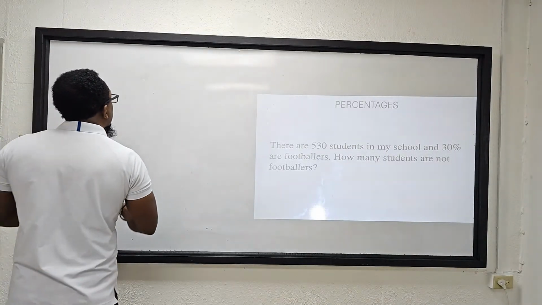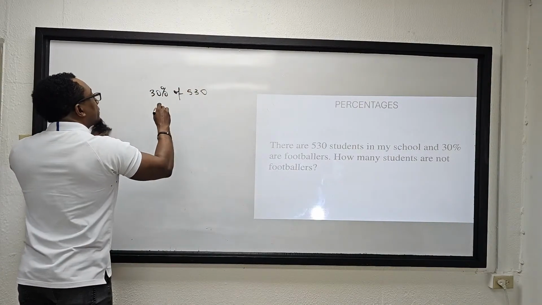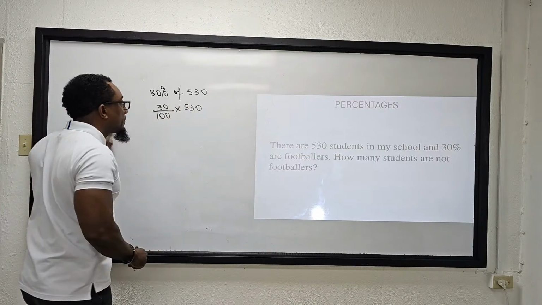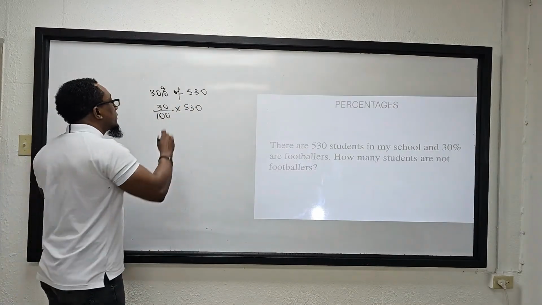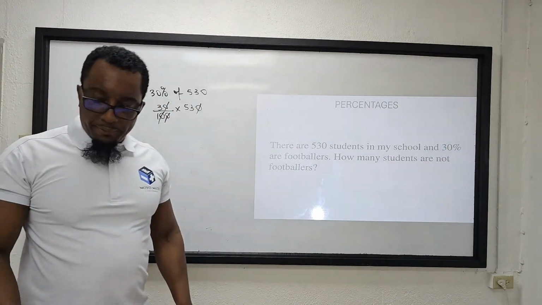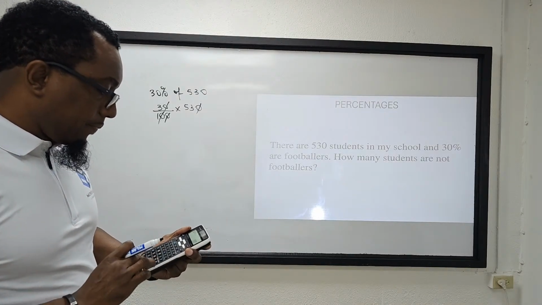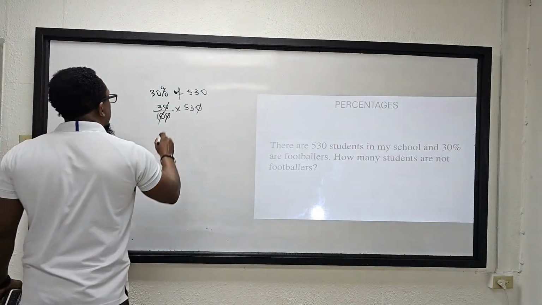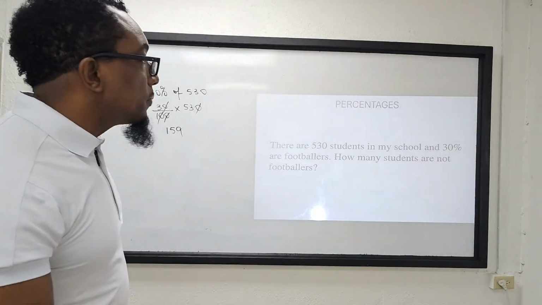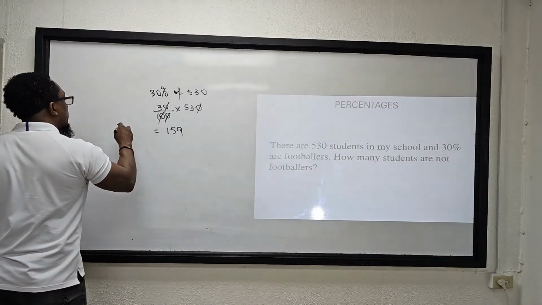So 30% of 530. That's 30 over 100 of 530, which will give us what? Zero go, zero go. So 53 by 3 will give us what? 159. Right? So these are students in my school who are footballers. So 159 will be footballers.